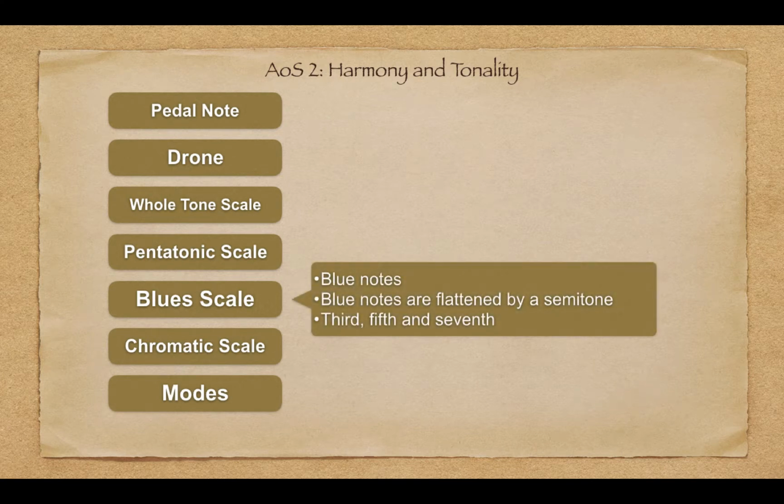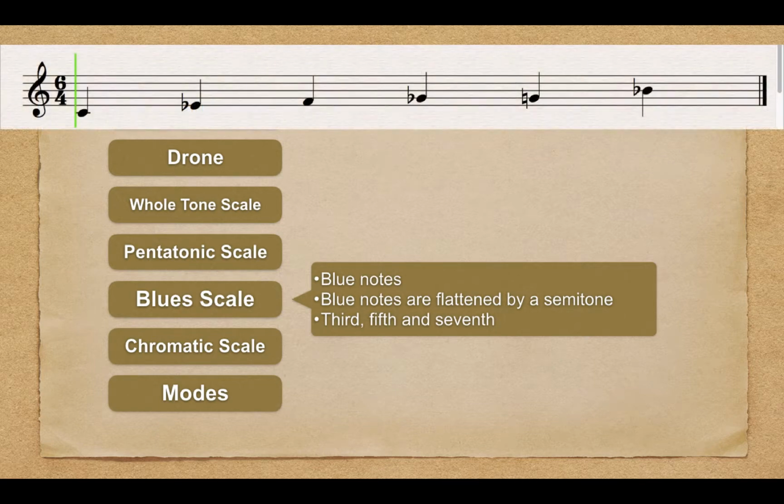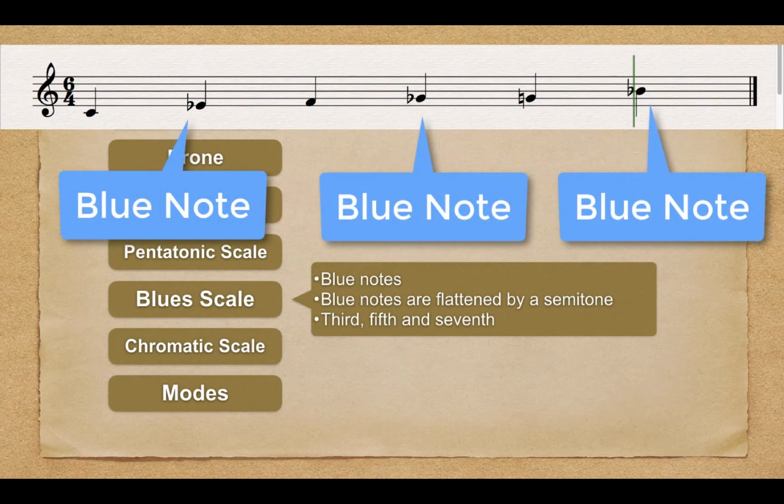Blues scale. Blues scales use something we call blue notes. A blue note is a note that has been flattened by a semitone. They usually occur on the 3rd, 5th, and 7th. This C blues scale contains all 3 blue notes. However, note how the G natural is also included.